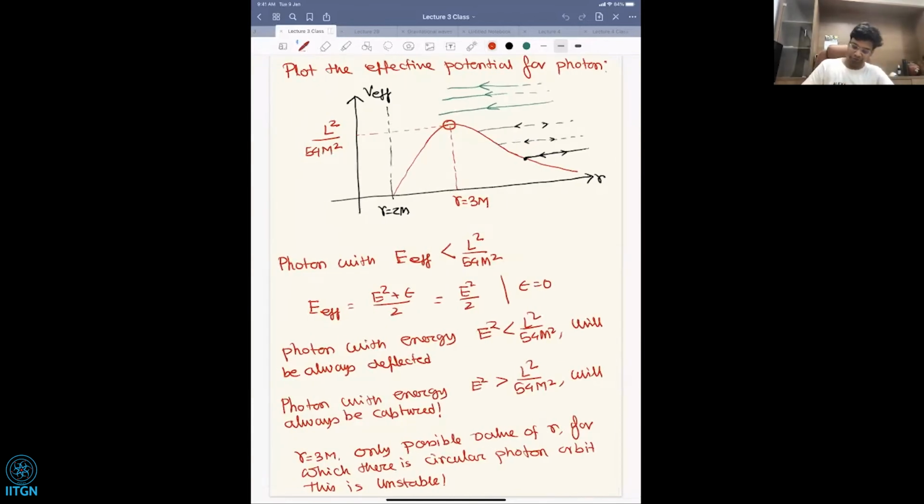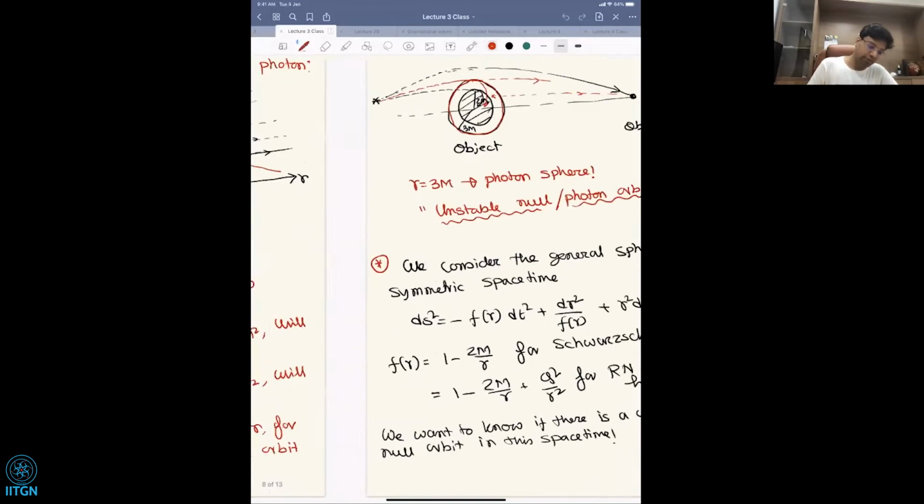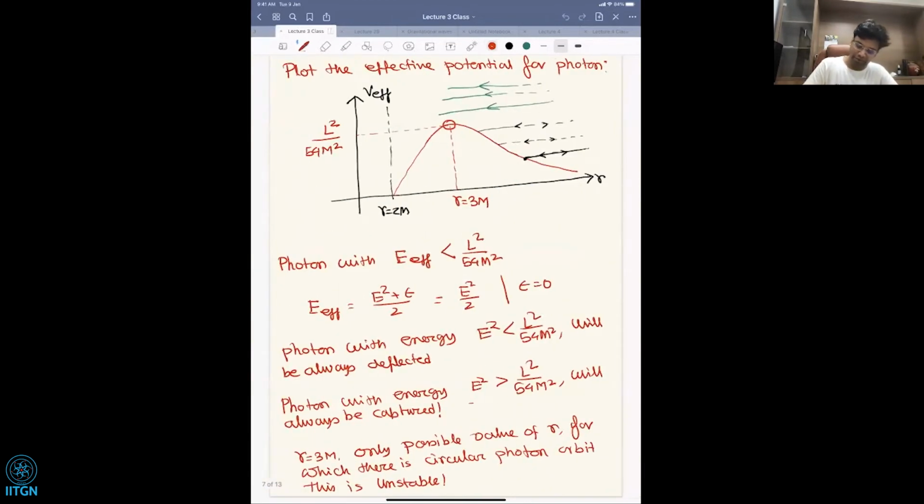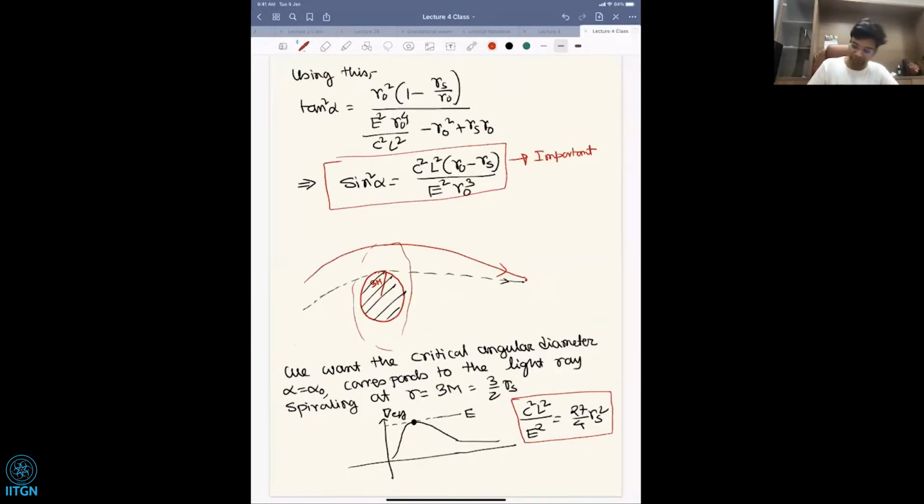Remember, this is the limiting case, where E square is equal to L square by 54 m square, bring out the c, so this will be square by c square. Identify Rs equal to 2Rm, and then you will have our equation today. So this is the energy and angular momentum relationship for the critical ray which we want. This is the one.